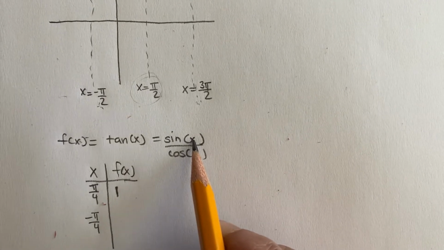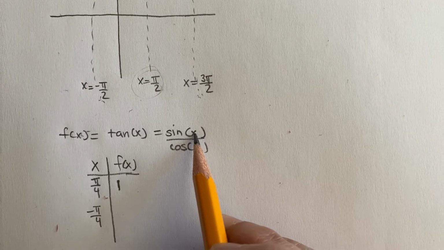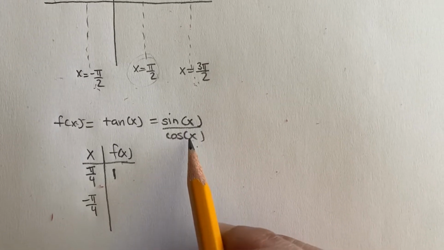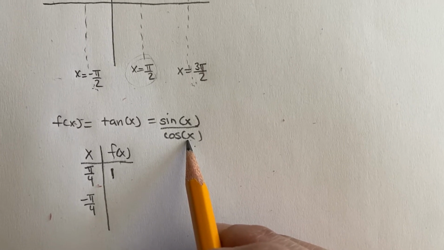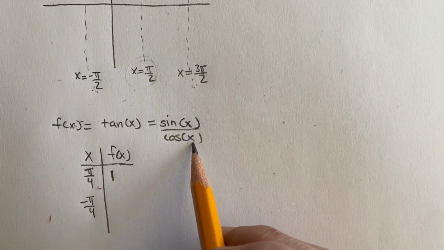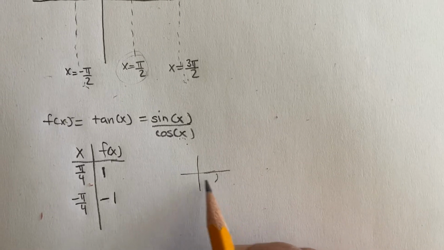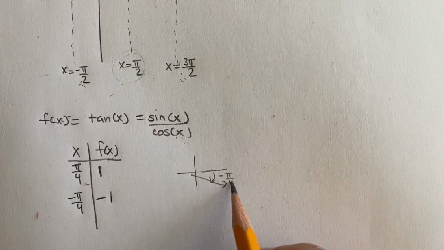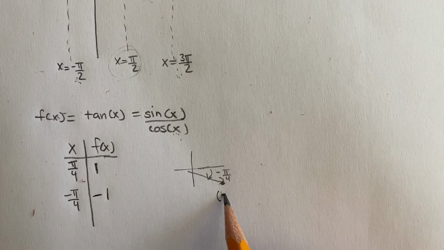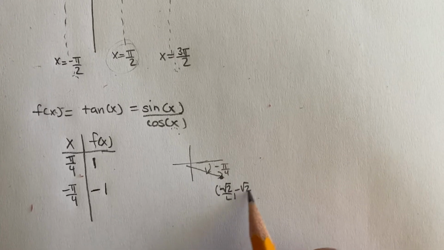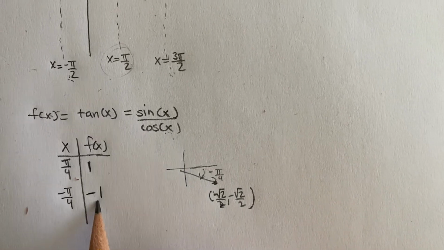Another nice number I can plug in is negative pi over 4. Likewise, the sine of negative pi over 4 is negative root 2 over 2, because you're in quadrant 4. The cosine of negative pi over 4, if you think about it, is positive root 2 over 2. So negative root 2 over 2 divided by positive root 2 over 2 is -1. Okay, so in case you didn't realize that, this is negative pi over 4. The x value is positive root 2 over 2. The y value is negative root 2 over 2.